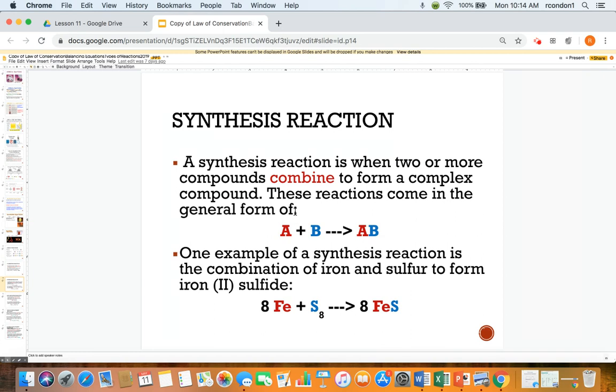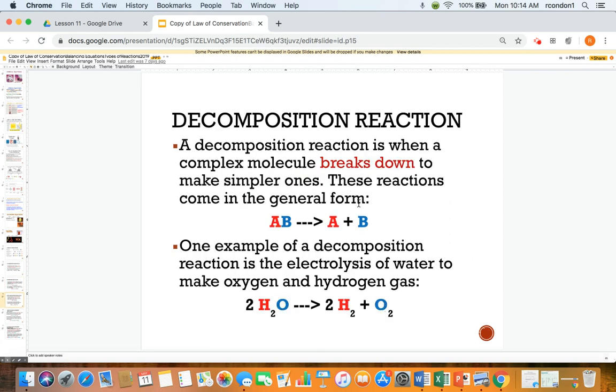Here we have synthesis, a reaction when 2 or more compounds combine to form a complex compound. So here's our example. We have iron and sulfur forming iron sulfide. And that would be what? Iron 2 sulfide, because sulfur has a -2, so this iron has to have a +2 charge. Decomposition is when something breaks down to form simpler ones. And then an example of this would be water forming hydrogen and oxygen gas. See how those coefficients from before remain the same even though the chemical equation is reversed.